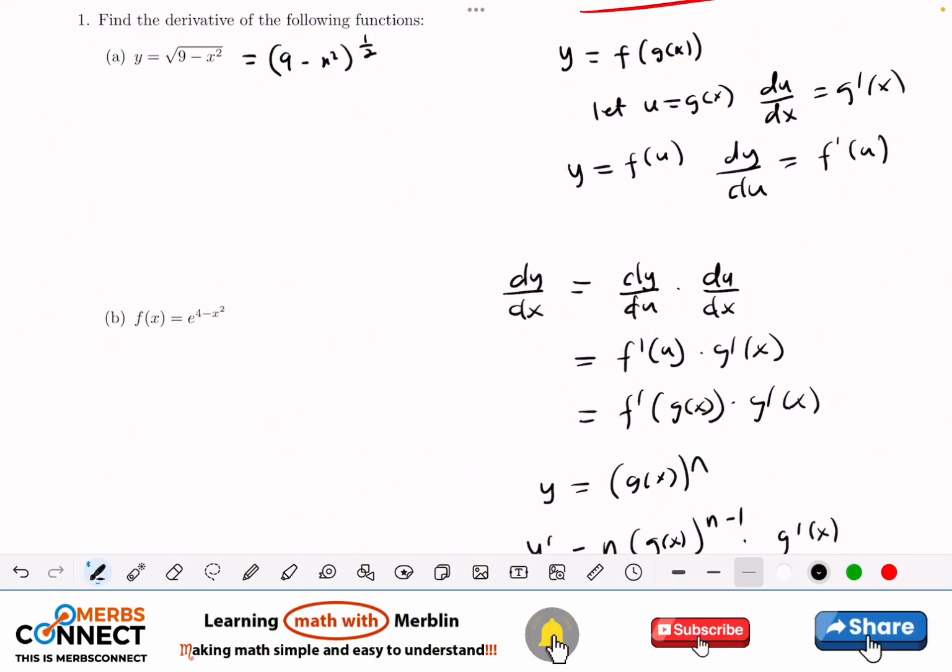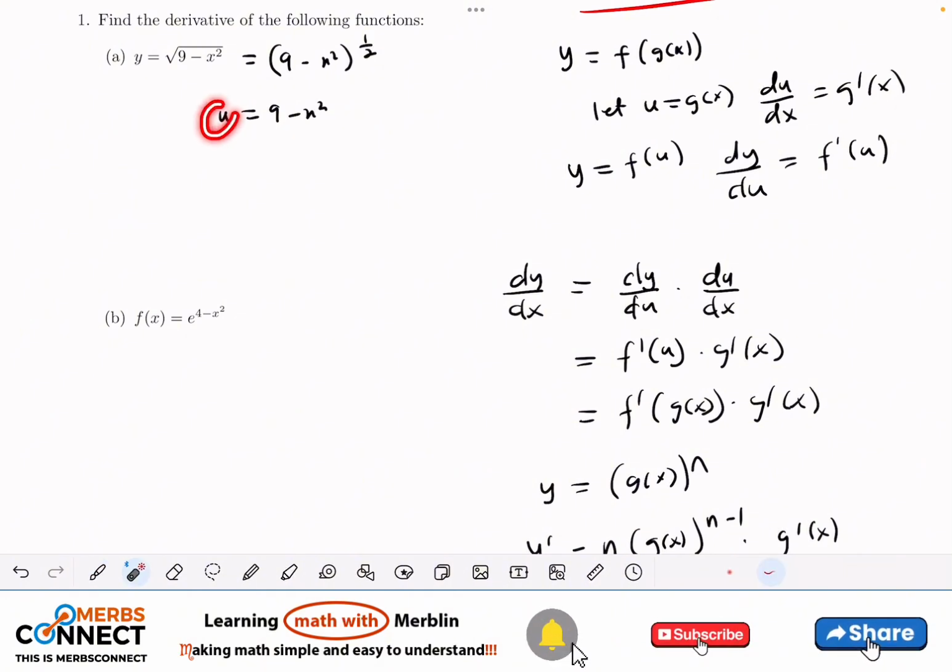If I want to go through the normal chain rule, then I'm going to let u be equal to 9 minus x squared, right? Since I'm doing this for the first time, let me go through the process using what we just learned from deriving the formula. Then we come and do it straight away. It's advisable for you to do it straight away. So here I'll let u be equal to 9 minus x squared.